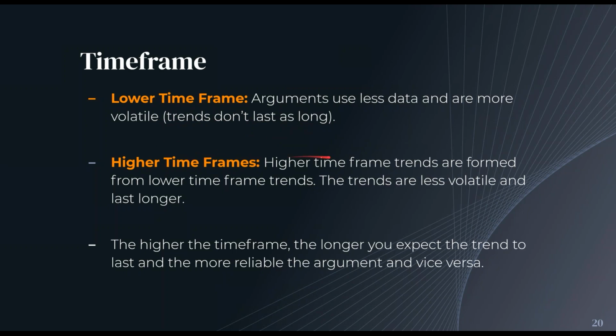Higher time frames, trends are formed from the lower time frame trends, so multiple lower time frame trends form a higher time frame trend. These trends are less volatile and last longer. Why? It's higher time frame data. It's more reliable, it's less volatile. Every time I ask you the difference between low time frame data and higher time frame data, your answer can be almost exactly the same. Higher time frame is less volatile, more significant. Lower time frame is more volatile, less significant. That's it. It's very simple.